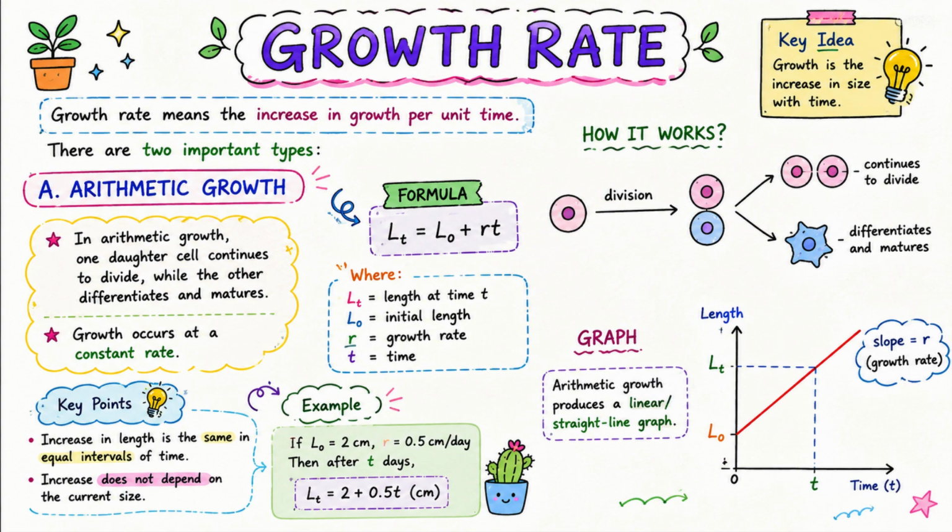The formula for arithmetic growth is LT equals L0 plus RT. Here LT represents the length of the plant part at a particular time. L0 represents the initial length of the plant part, R represents the constant growth rate, and T represents the time period. Since the growth rate remains constant, the graph of arithmetic growth is a straight line. So the main point to remember is that in arithmetic growth only one daughter cell continues to divide and the growth occurs at a constant rate, producing a linear or straight line growth curve.